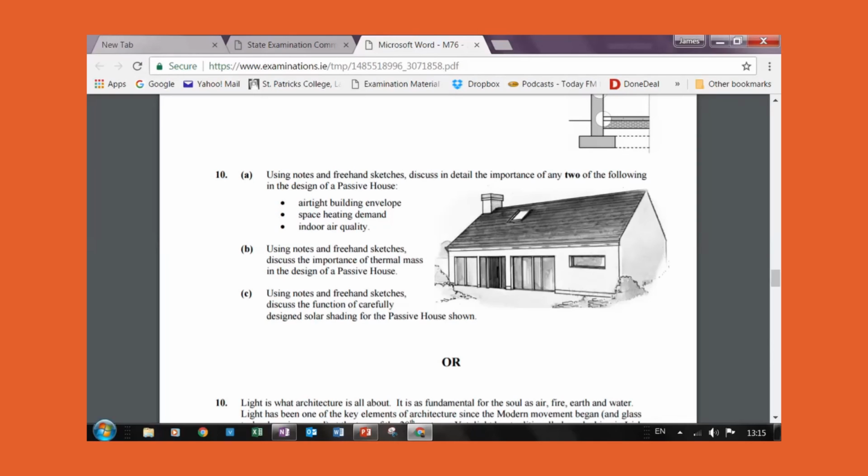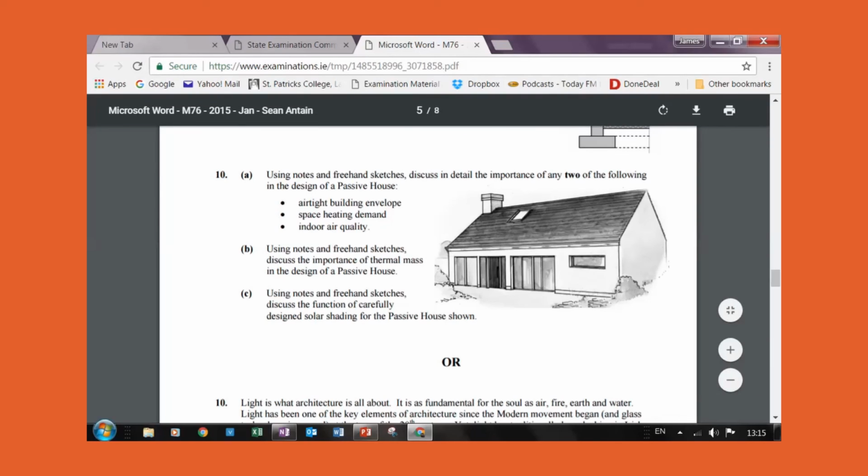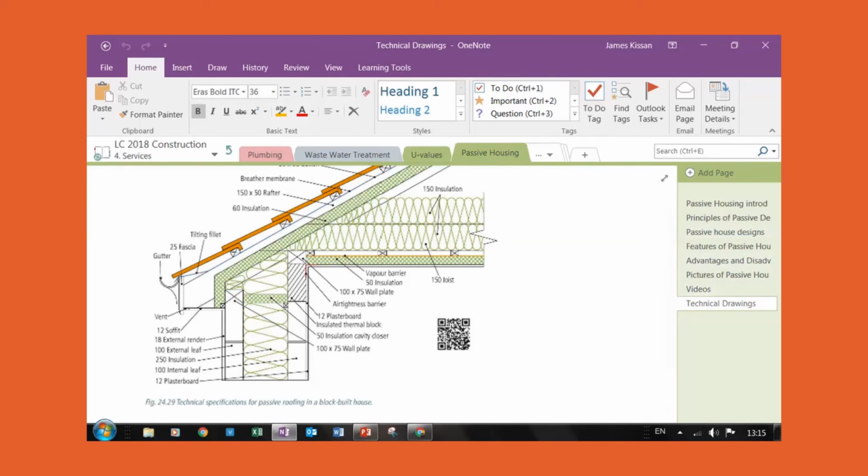Okay, now there's a lot of detailing that needs to be looked at, but all of these are in your OneNote notebook here, under the section of passive housing. Now, next week we'll be looking at your heat recovery unit.